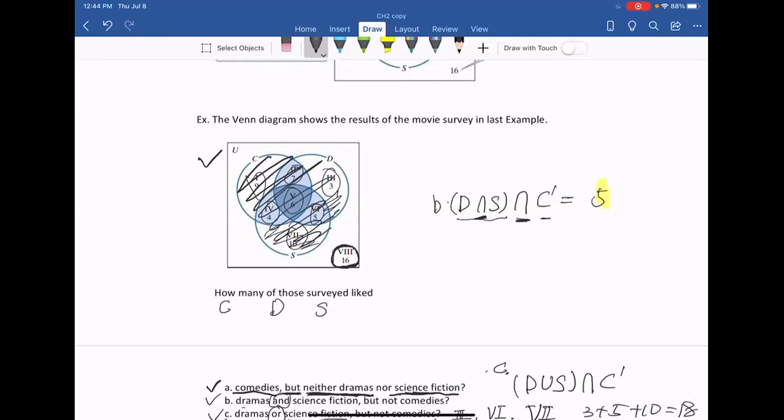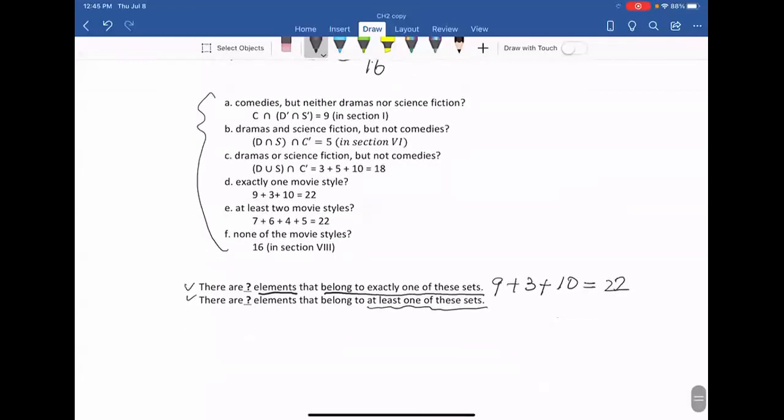Okay, in total we have 60. We minus 16. Oh yes, 60 minus 16, I have 44 people. So there are 44 people or elements that belong to at least one of these sets.